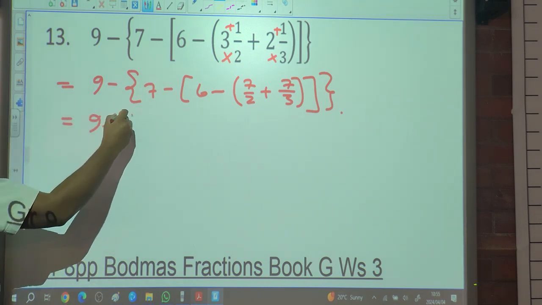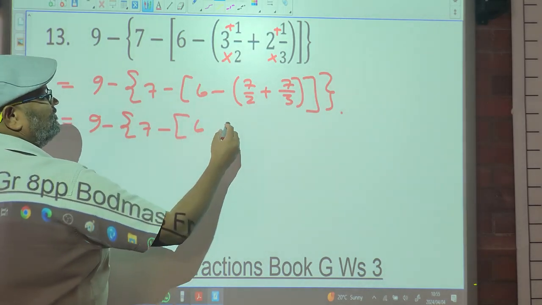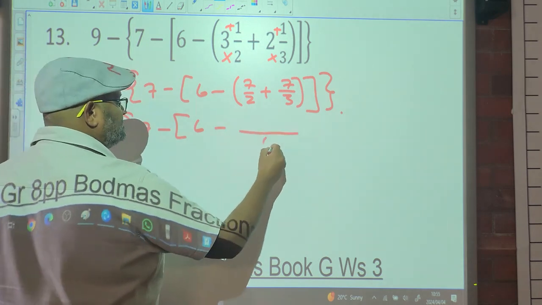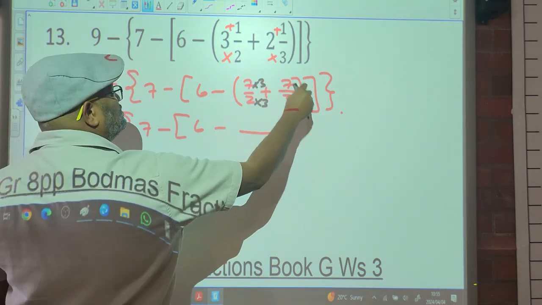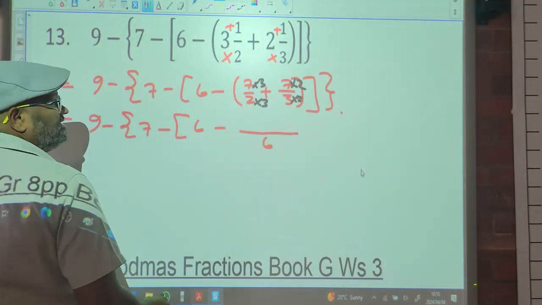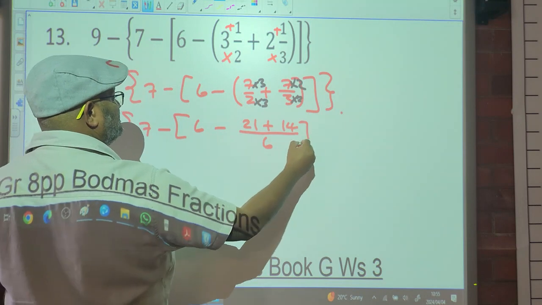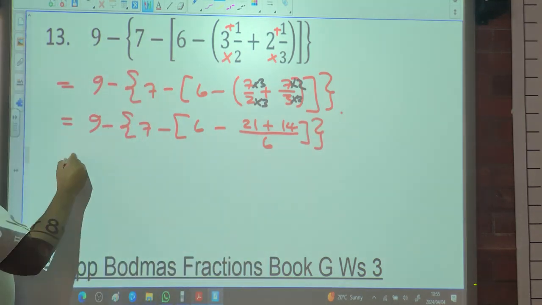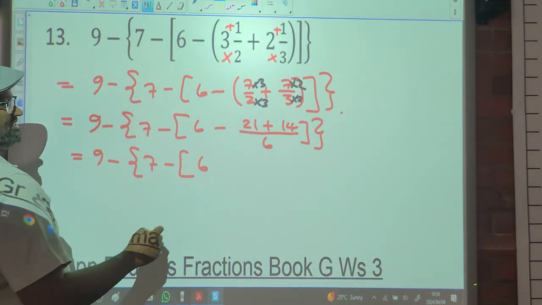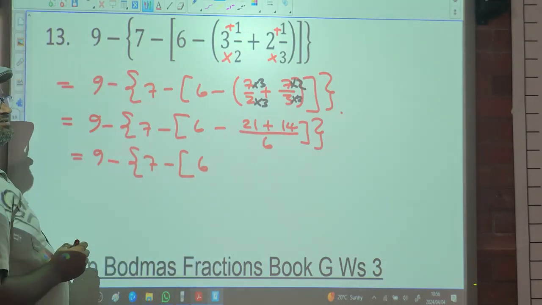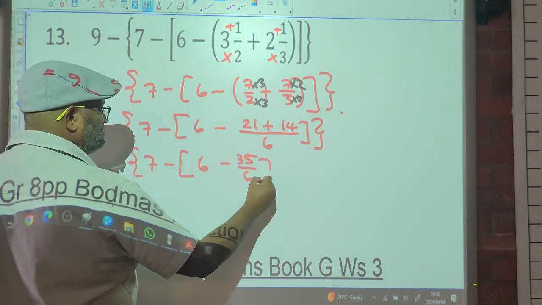Okay, say 9 minus, 7 minus, block, 6. What's your LCM there? 6. So I will multiply this by 3 and this by 2. 7 times 3 is 21, plus 14. So it's going to be 9 minus, 7 minus, block, 6. 21 plus 14 is 35 over 6.